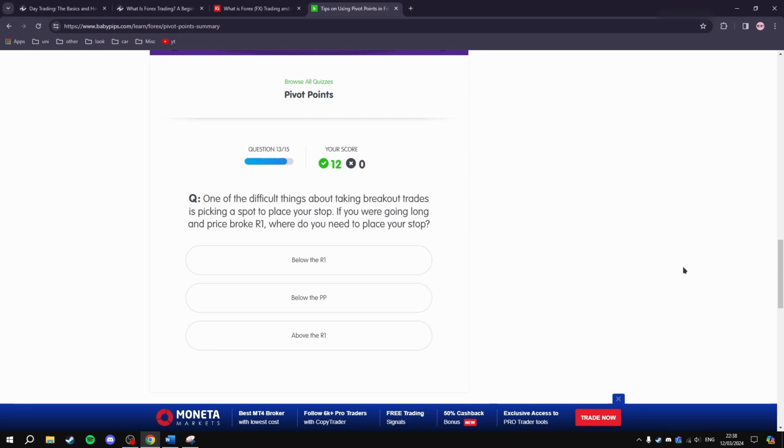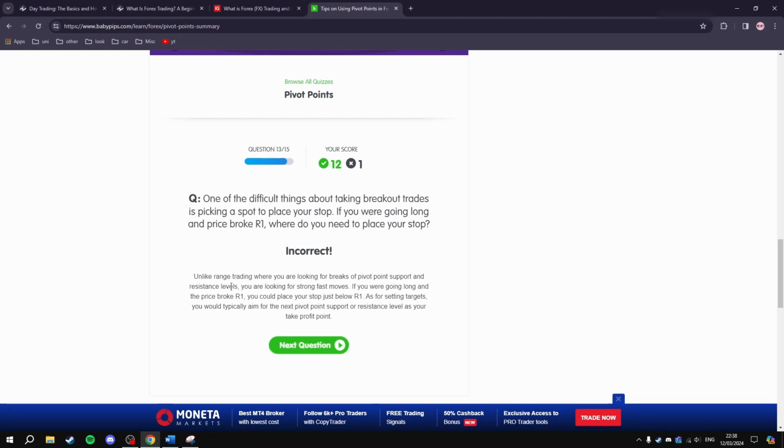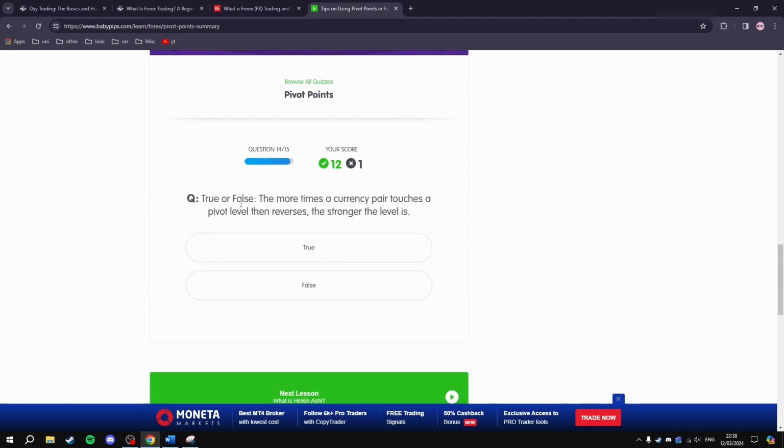Resistance 1. So below pivot point, isn't it? Oh no, unlike range trading where you're looking for breaks of pivot points, support and resistance levels, you're looking for strong, fast moves. If you are going long and price broke resistance 1, you should place your stop just below resistance 1. Oh, right, okay. As for setting targets, you would typically aim for the next pivot point support or resistance level as your take profit points.